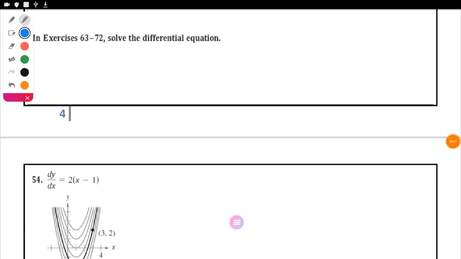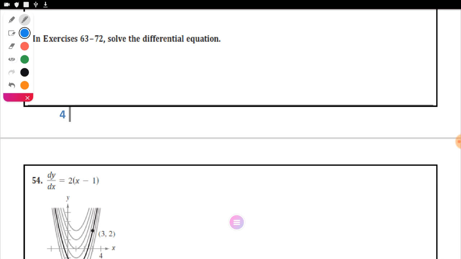Hello guys, welcome back to continue the solution of worksheet 9, which is talking about antiderivatives. We will continue the kind of questions included in this lesson. Here, in exercises 63 to 72 in your textbook, solve the differential equation. The differential equation, I told you, is the equation which has dy by dx, y prime, or f prime, like this one.